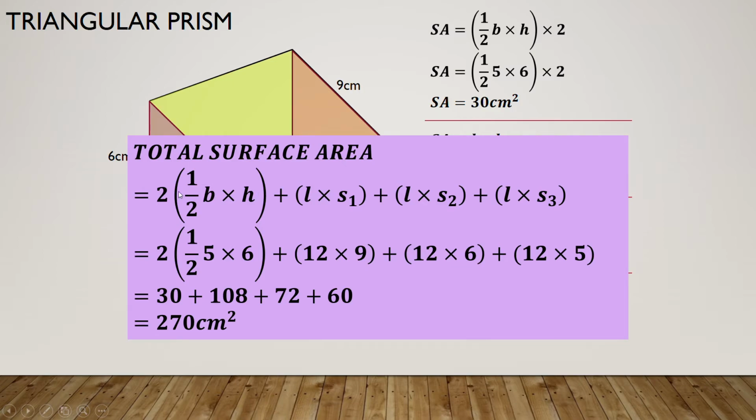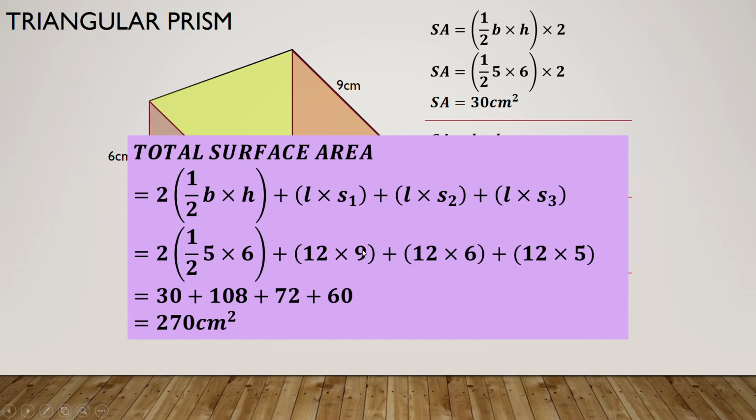So I've got 2 half base times heights. I know half base times height, that's my triangle. That came from on top here. So I've got 2 triangles. Then I've got the length of the shape, also known as the big height of the shape. So I've got the length of the shape times one side of the triangle, the length of the shape times another side of the triangle, and the length of the shape times the third side of the triangle.